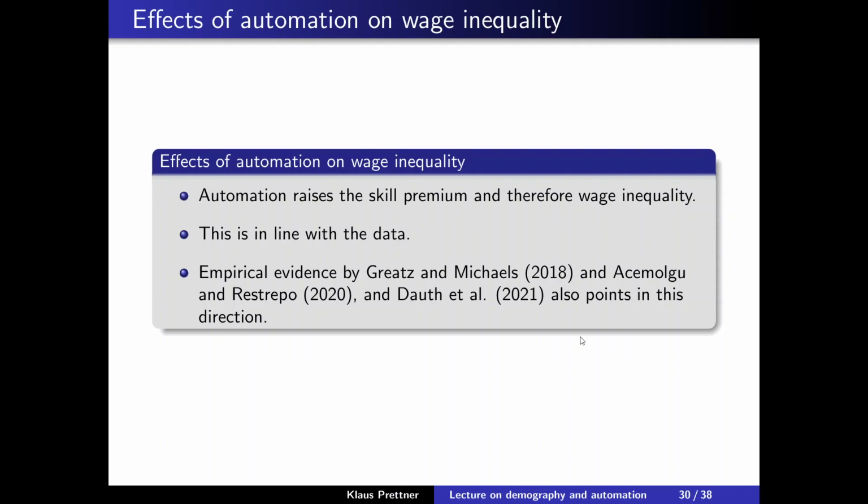So to summarize, automation raises the skill premium and therefore wage inequality. And this is in line, again, with the data on the skill premium over the last decades. It's also in line with empirical evidence that points in the direction that automation is much less beneficial for low-skilled workers than for high-skilled workers, for example by Graetz and Michaels, Acemoglu and Restrepo, or Dauth and co-authors. All these results point in this direction, so the model predictions are consistent with that.